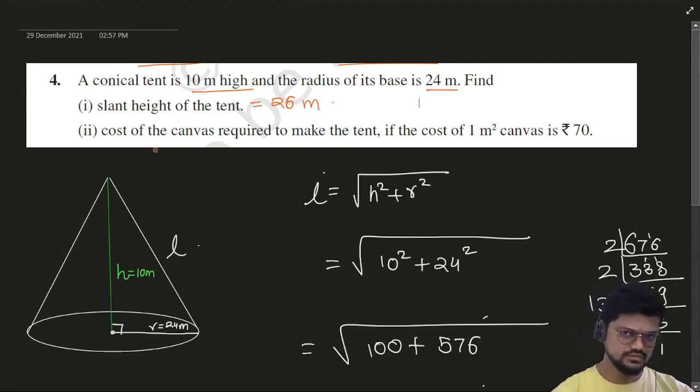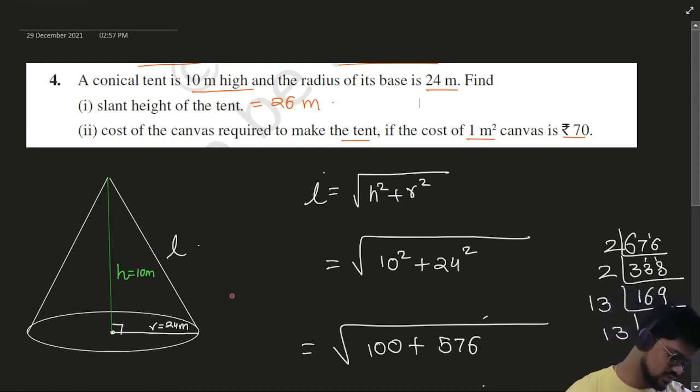Next, the cost of the canvas required to make the tent, if the cost of 1 meter square of canvas is rupees 70. Now, since they have said the cost of canvas required, which area will you find, the curved surface area or the total surface area for canvas? Curved surface area.